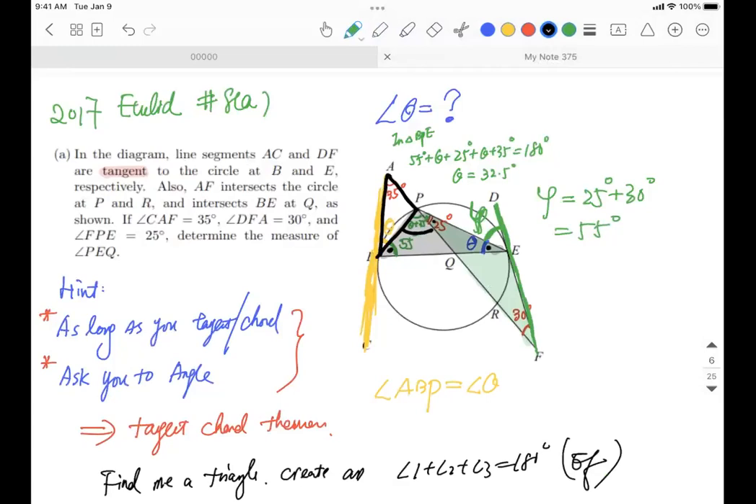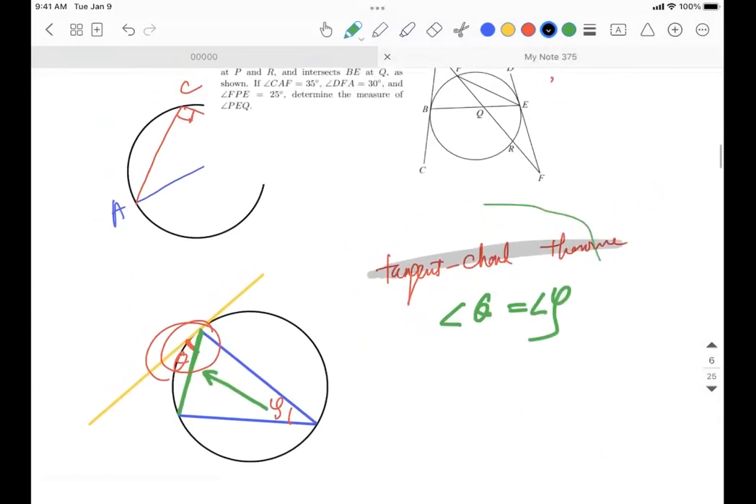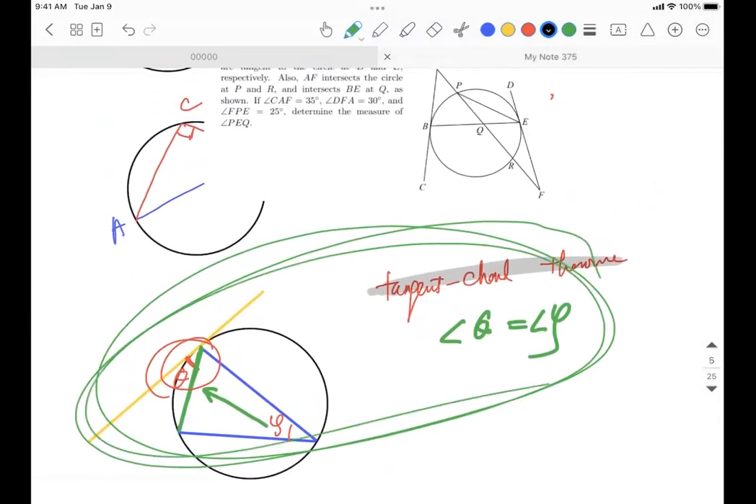Easy peasy, right? I think this is a very understandable process. Nothing too complicated. So far, so good. Are we all on the same page? You see, as long as the question gives you a tangent and then gives you a chord, most likely you're going to use the tangent chord theorem. Okay? So far, so good. Try to remember this. If all good, let's continue.